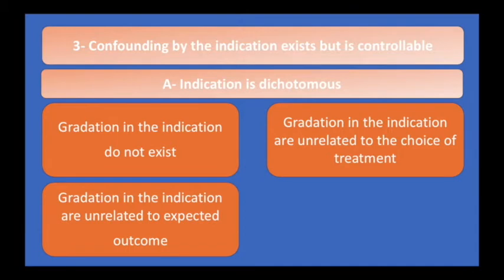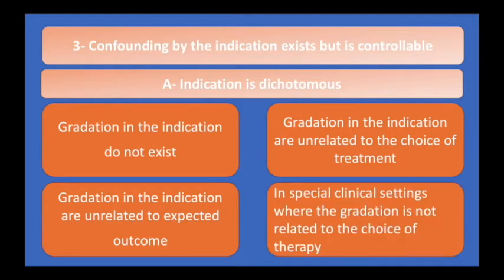Third, we have a situation where the gradations in the indication are unrelated to the expected outcome, such as when giving penicillin to prevent tertiary syphilis for patients with an asymptomatic positive serology test for syphilis. The last example of this section is when the availability of drugs is limited or there are different opinions among prescribers for using or not using the drug. Then the gradation in the indication will not be related to the choice of therapy.